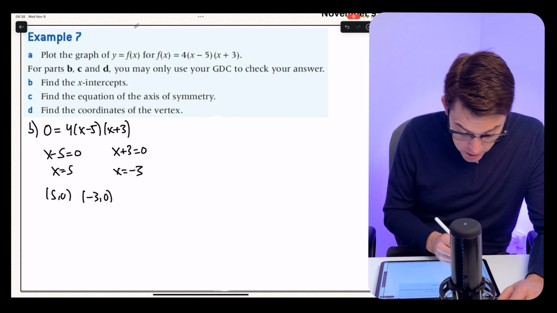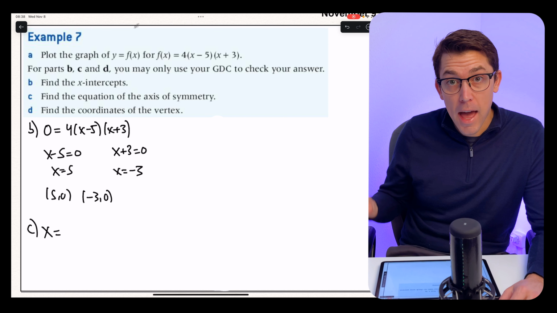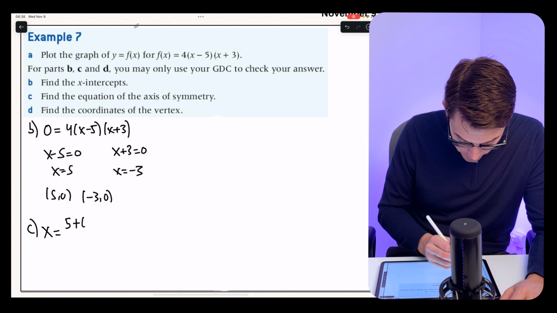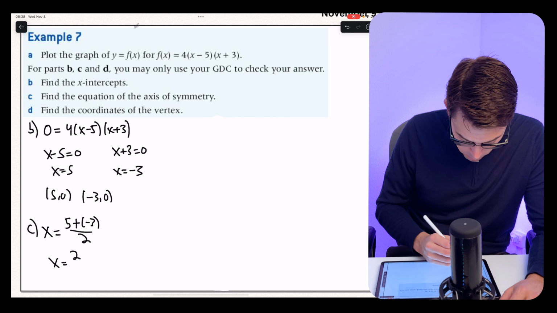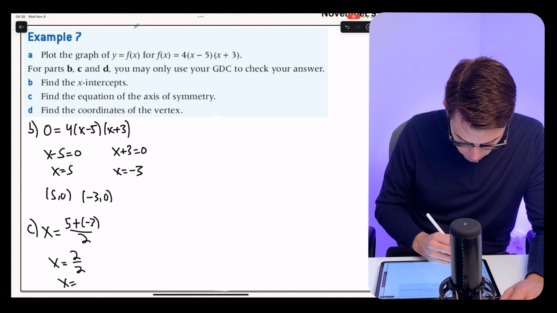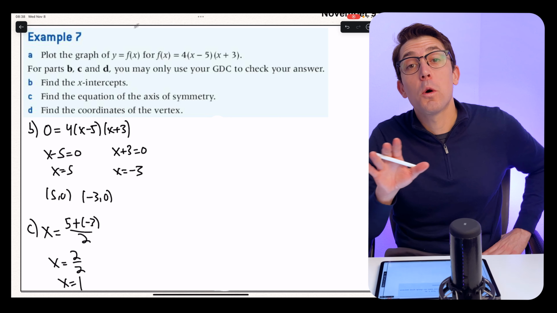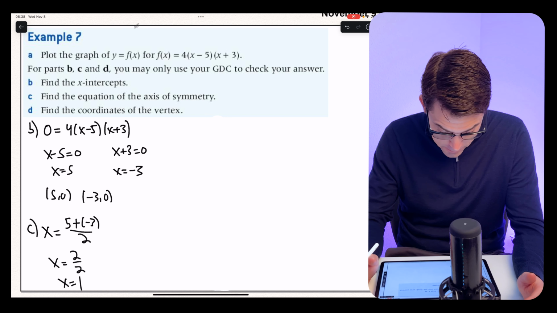And now let's find the equation of the axis of symmetry. Again, all we need to do is average out the x values of our x-intercepts. So I have 5 plus negative 3 over 2. That'll give me 2 over 2, so x would be equal to 1. That is going to be the x-coordinate of my vertex. It is the axis of symmetry.